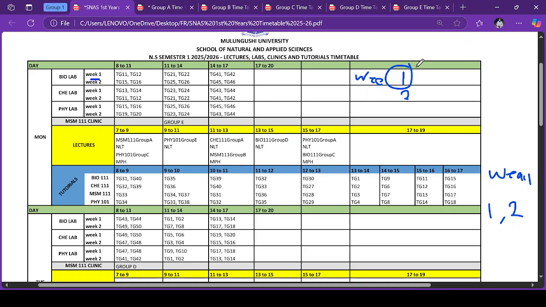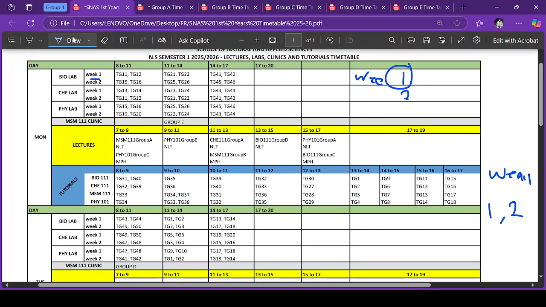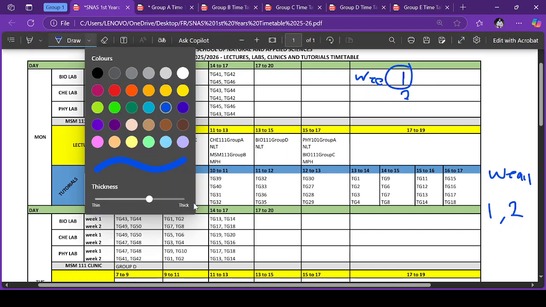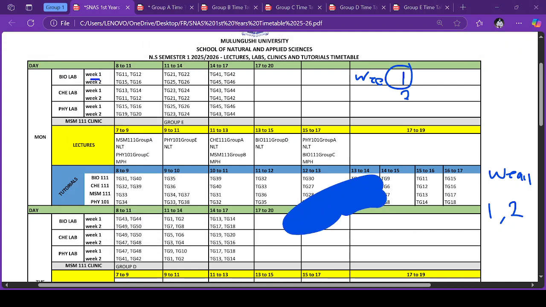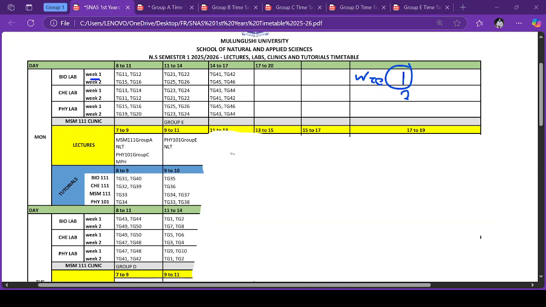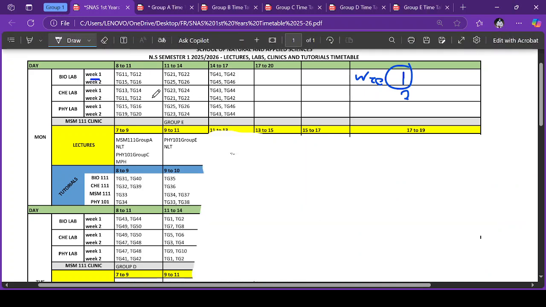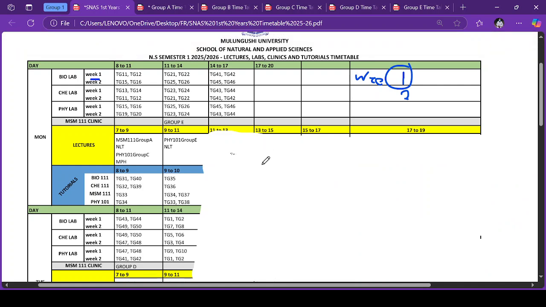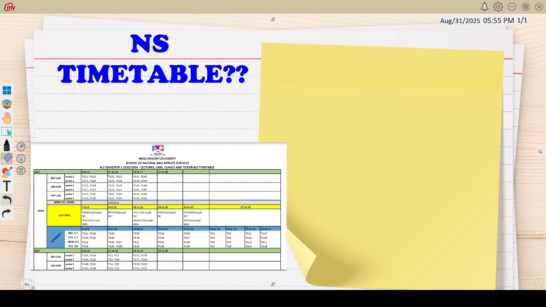So now we have 2 weeks. Okay, so we're explaining on weeks. So in week 1, for example, in week 1 you have a physics lab. So in week 1 you have a physics lab.